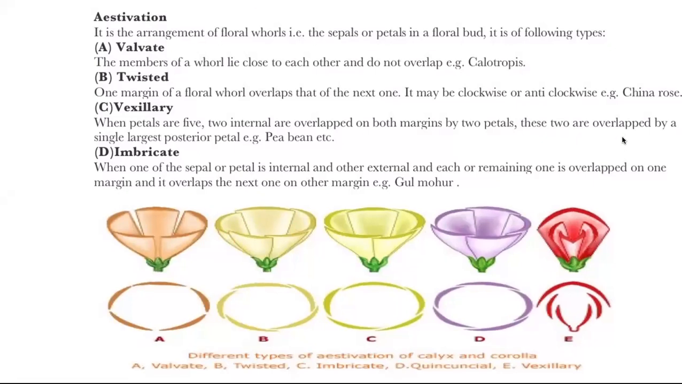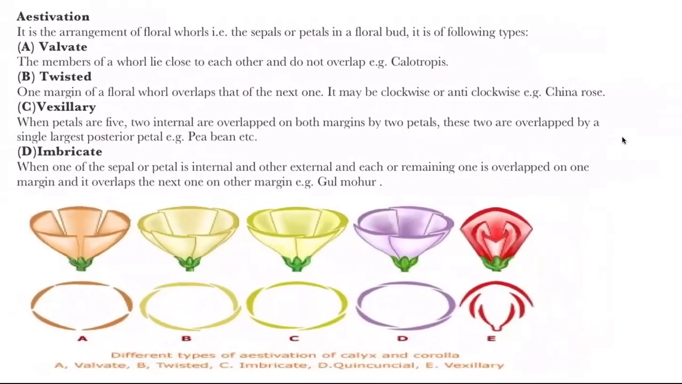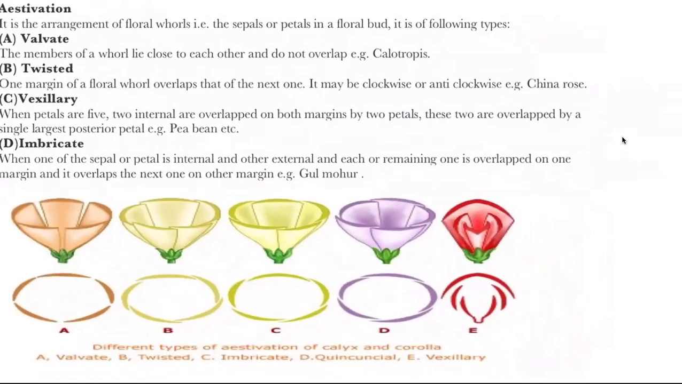Which is when petals are 5 in number, okay, 2 internal, overlapped in both margins by 2 petals, those two overlap by a single large posterior petal. So you auxiliary में बस आप ये याद रखो एक single large posterior petal होता है, बाकी overlap होते हैं, ठीक है? Single large posterior petal.